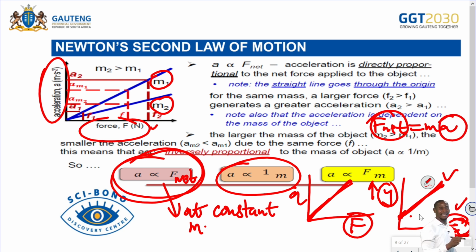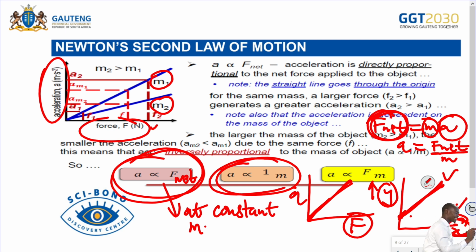Acceleration and the net force are directly proportional, provided the mass of an object remains the same, right? And then again, not F net, but A. I'm making A the subject of the formula. It will be F net over m, right? Then your acceleration is inversely proportional to mass at constant what?